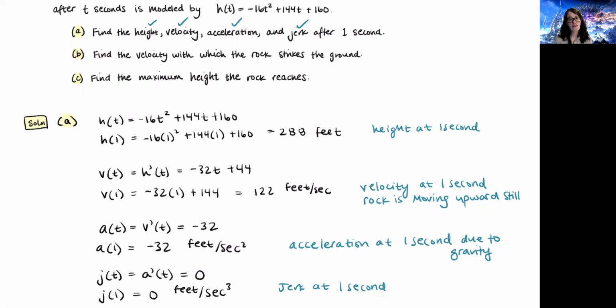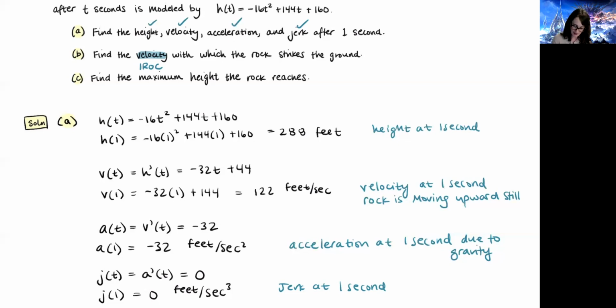So for part B, we want to know the velocity with which the rock strikes the ground. Okay, so we want to know a velocity at a particular point in time, at a particular one single moment in time, which is when the rock strikes the ground. So this is an instantaneous velocity, not an average velocity. We do need the time, though, when the rock hits the ground.